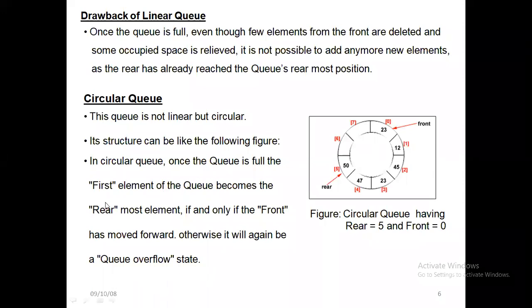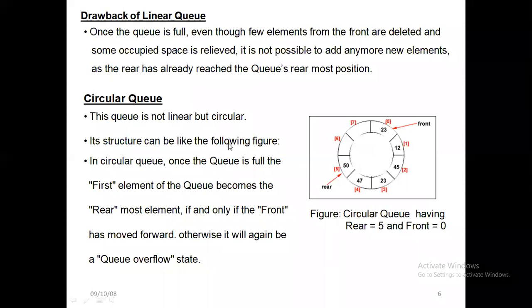Once the queue is full, the first position of the queue becomes the rearmost position, if and only if the front has moved forward; otherwise it will again overflow. Initially the front is at the 0th location. If I delete that one, the front moves forward one location. So the front is moved, and after adding 50, and then 11, 14, next I have to add here at the 0th location, 23. Once the front has moved, I will be adding at the rear.